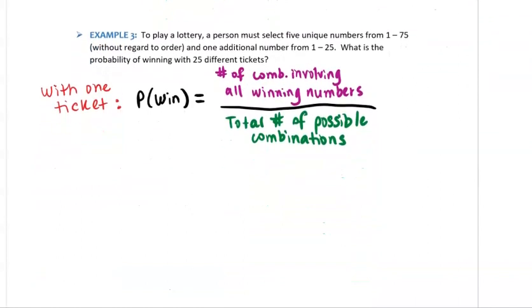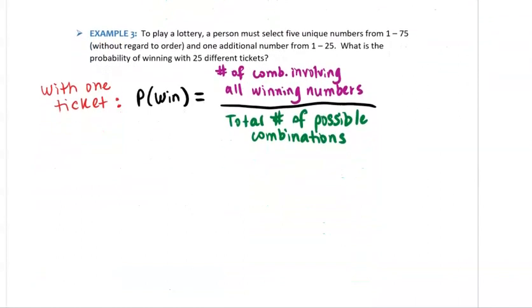Example 3. To play a lottery, a person must select 5 unique numbers from 1 to 75 without regard to order, and 1 additional number from 1 to 25. What is the probability of winning with 25 different tickets? Again, this is a probability question involving combinations because we are selecting items from a group without regard to order. Let's first look at the probability of winning with one ticket, and then we'll talk about how to find the probability of winning with 25 tickets.